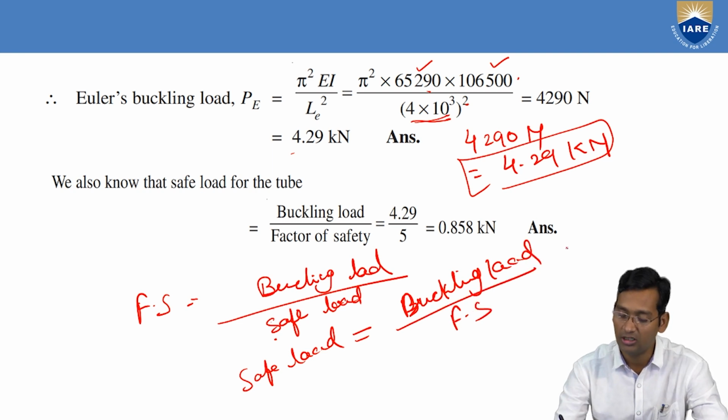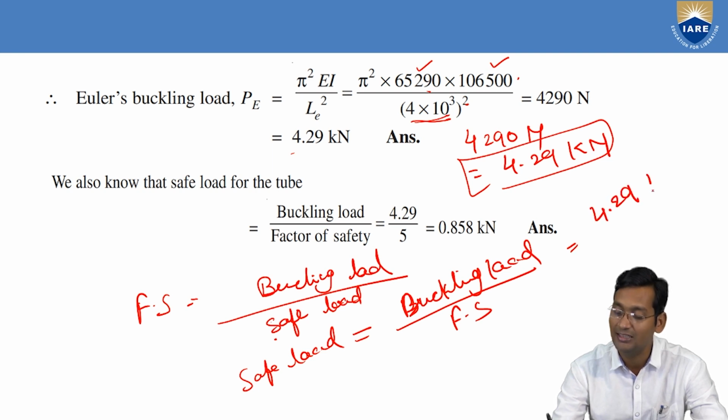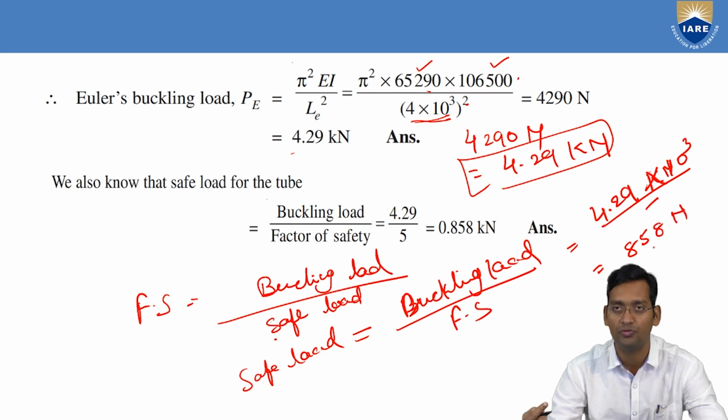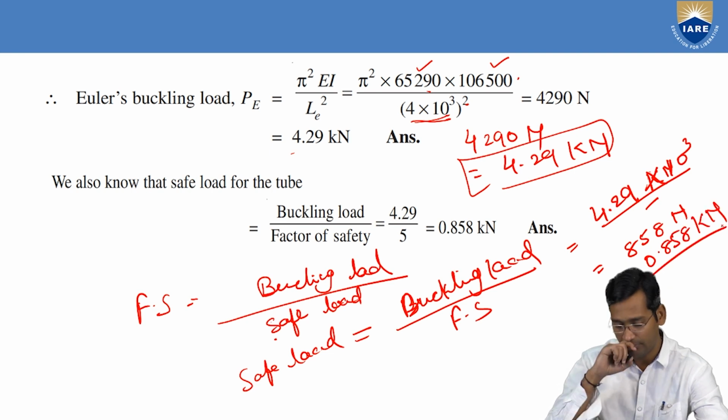So how much we got the buckling load? Just put that value. Buckling load is 4.29 kilonewton, or 4.29 into 10 to the power 3, divided by factor of safety, which is given as 5. Right. So after solving this, what you will get? That 858 Newton. That we can write in terms of kilonewton, then it's 0.858 kilonewton. So this is the safe load.